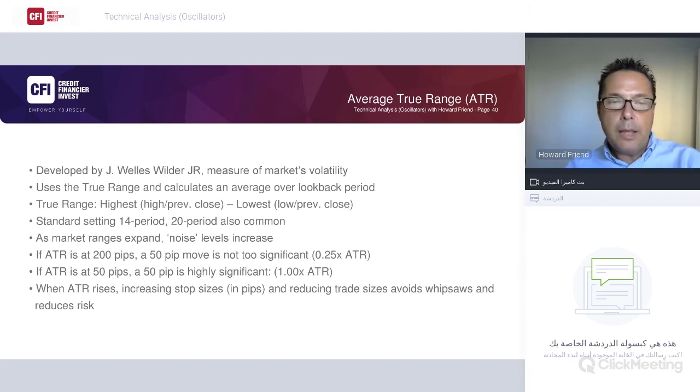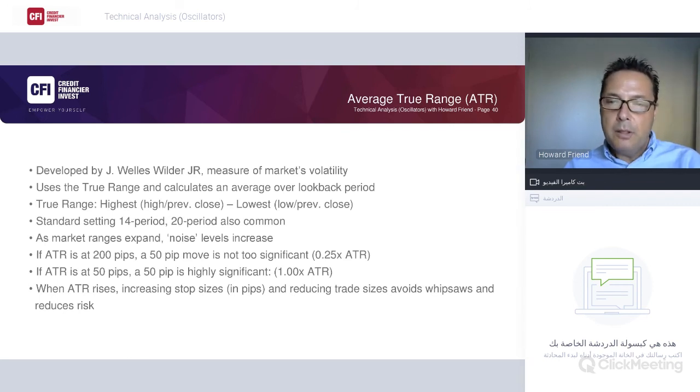And the theory is that as the market gets more volatile and daily ranges, for example, expand, the noise levels increase. So if the average true range for a given market is 200 pips, a 50 pip move isn't that significant because it's only 25% of the ATR. Whereas if the ATR is only 50 pips, a 50 pip move is highly significant because it's 100% of the ATR.